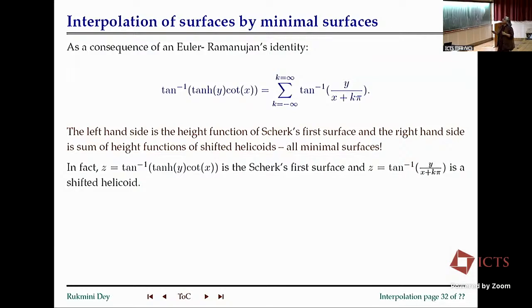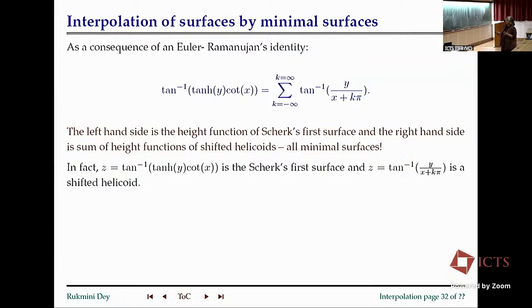The next topic is interpolation by minimal surfaces. There is an Euler-Ramanujan formula: tan inverse of tanh y cot x is equal to the summation, k from minus infinity to infinity, of tan inverse of y by x plus k pi. The left hand side is the height function of a Scherk's first surface, the right hand side is the height function of shifted helicoids. They are all minimal surfaces.